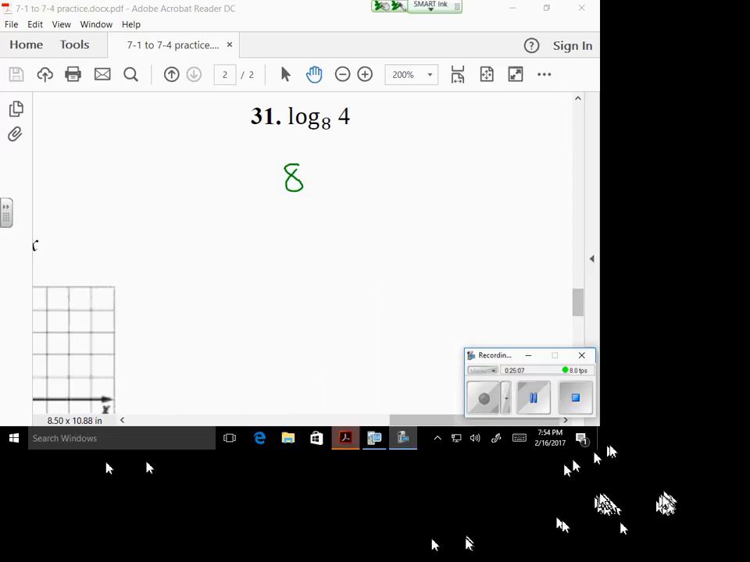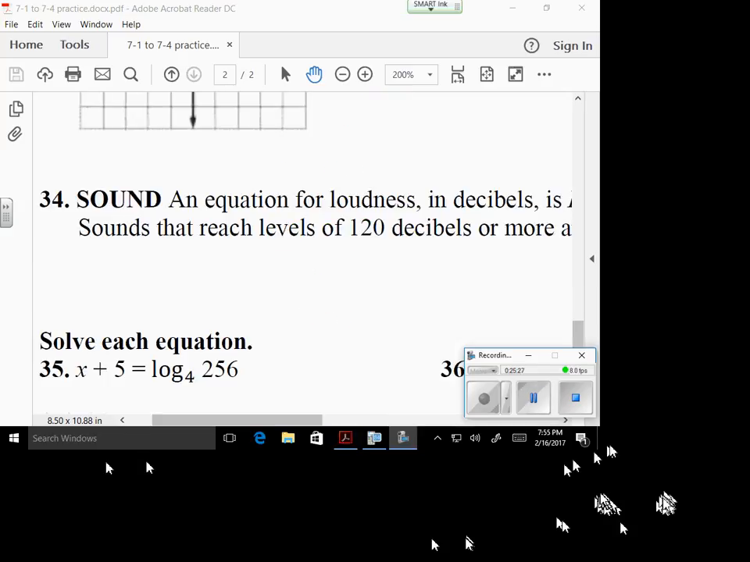8 to the x is equal to 4. That would be 2 to the 3x equals 2 squared. So that means 3x equals 2, x equals 2/3. This actually equals 2/3. We can skip 32 and 33. Let's go to 34.